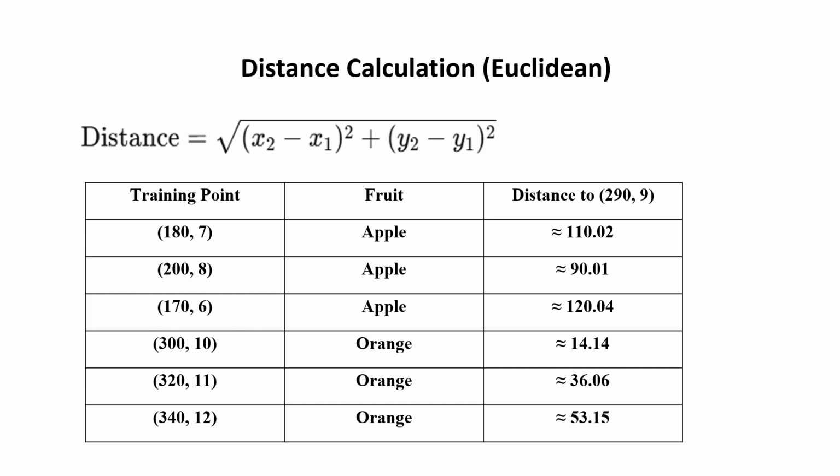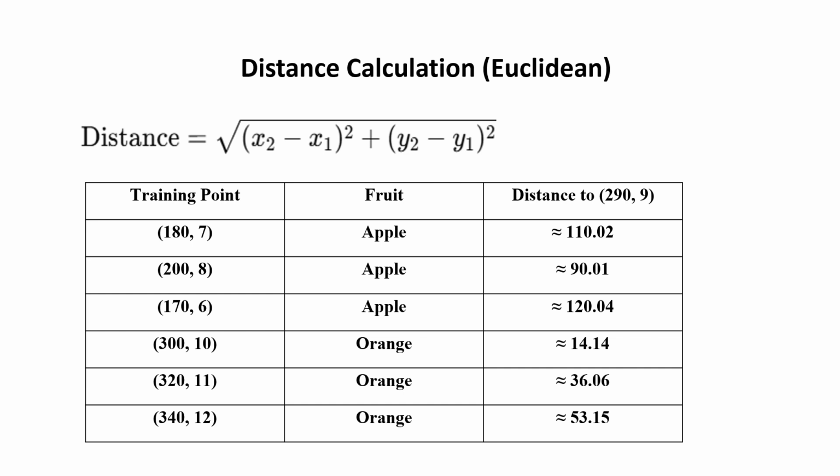Applying the formula, the square root of (x2 minus x1) squared plus (y2 minus y1) squared, I'm getting a distance of about 110.02 for the first data, 90.01 for the second, 120.04 for the third, 14.14 for the fourth, 36.06 for the fifth, and 33.15 for the sixth. These are the distances I'm calculating with respect to the test point.